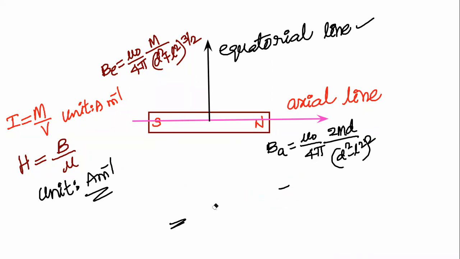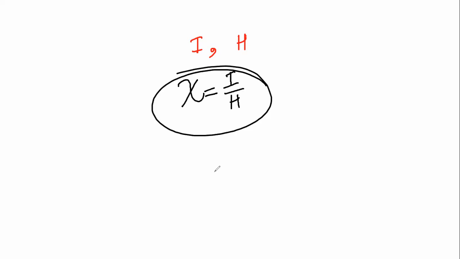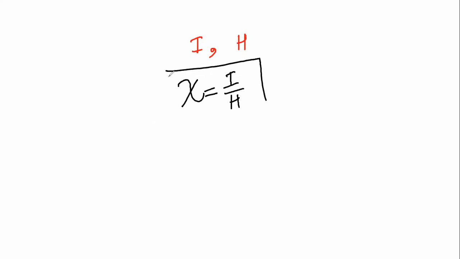See, I have to take that. This I is the intensity of magnetization. H is the magnetizing field or magnetizing force. Then magnetic susceptibility chi is equal to I by H. It has no unit. It is the ratio of intensity of magnetization to intensity of magnetizing field. It is based on the susceptibility.